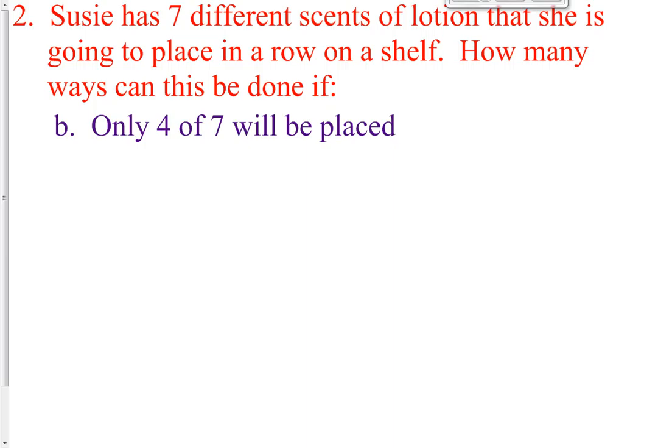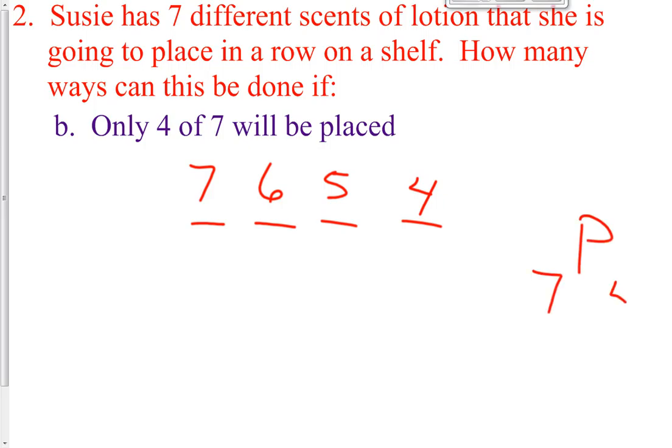Okay, letter B. Only 4 of 7 will be placed. So instead of placing all 7 of them, she's only going to place 4 of them. So it is 7 times 6 times 5 times 4. You're going to multiply those ones. Or you're going to do it this way. There's 7 different kinds. It's a permutation. You're placing 4 of them. Both of these 2 methods will get you the right answer. And that right answer is 840.